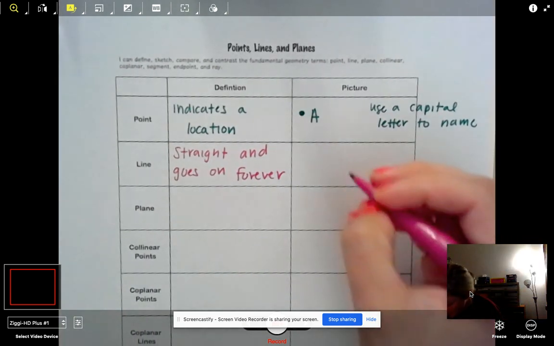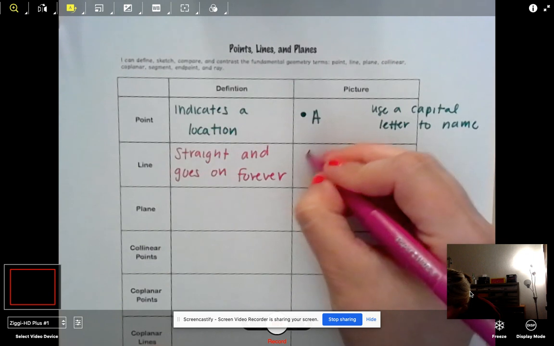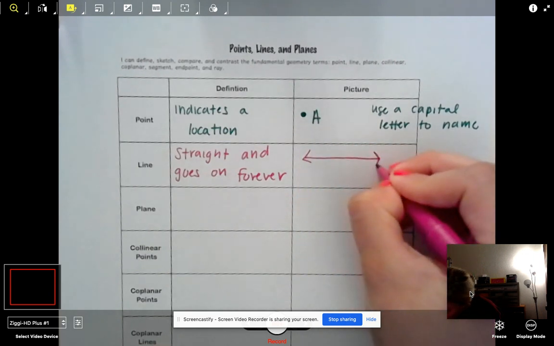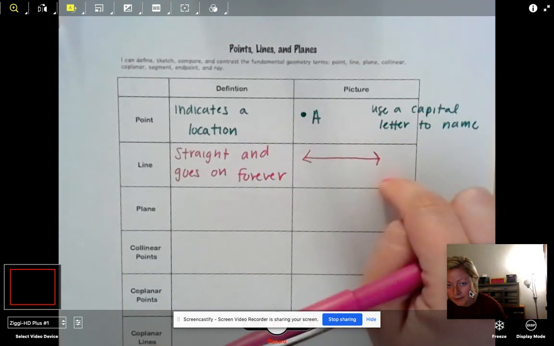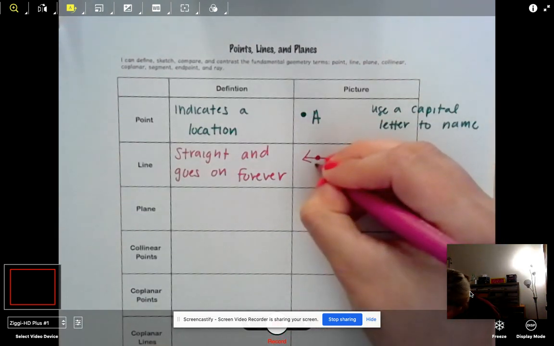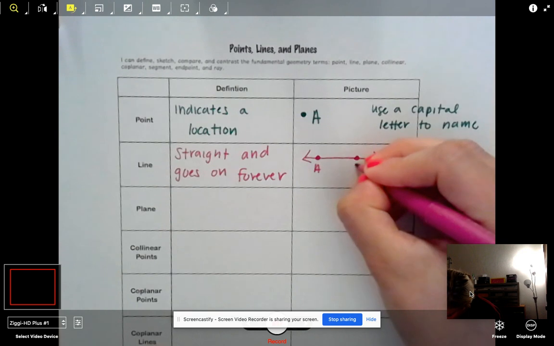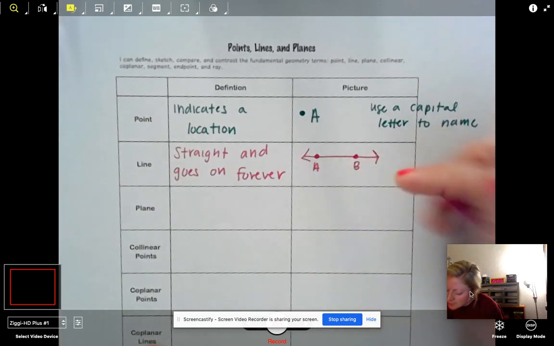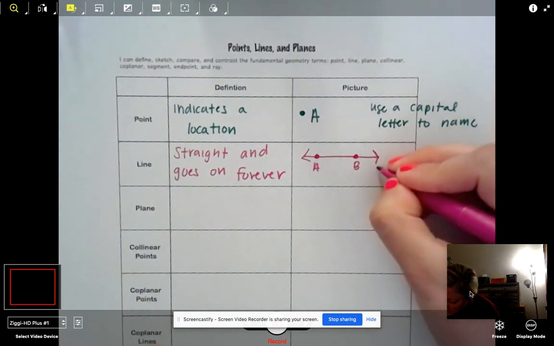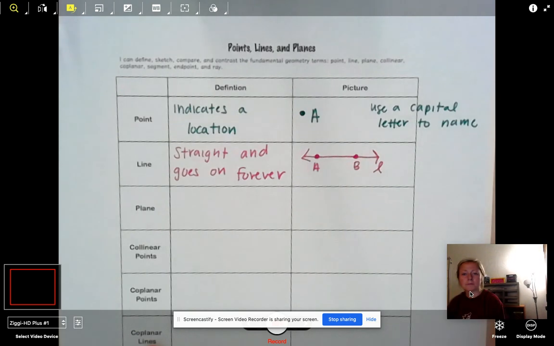So let's do this. I'm going to draw my line. And you have to put the arrows on. The arrows are important, so put your arrows on there. And there needs to be 2 points on there. So I'm going to put A and B. So this is our line. And sometimes there's a little cursive letter by it. I'm going to put an L.